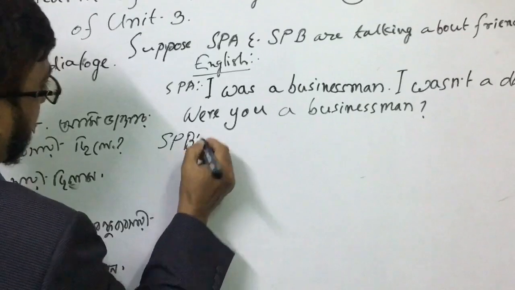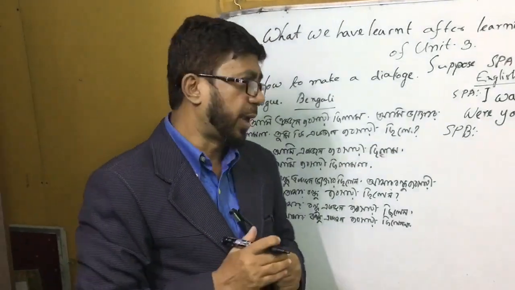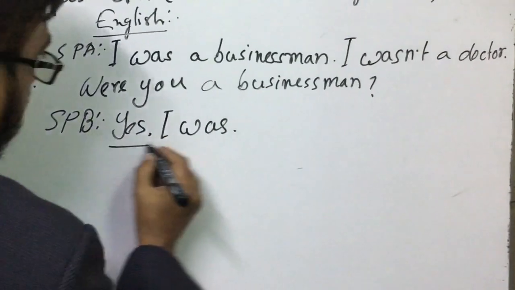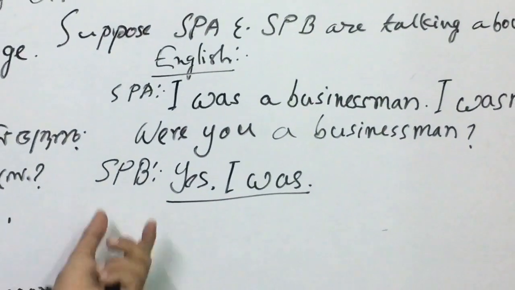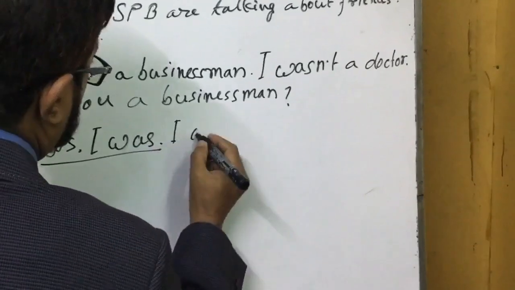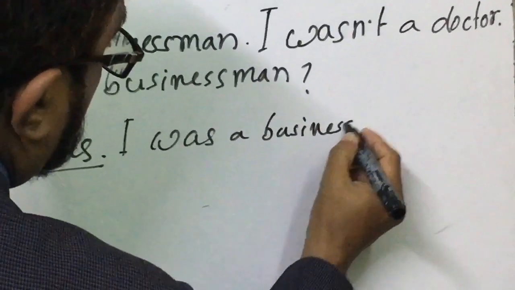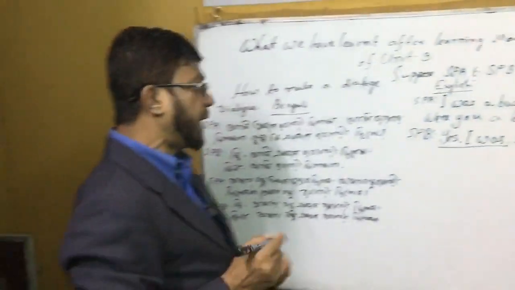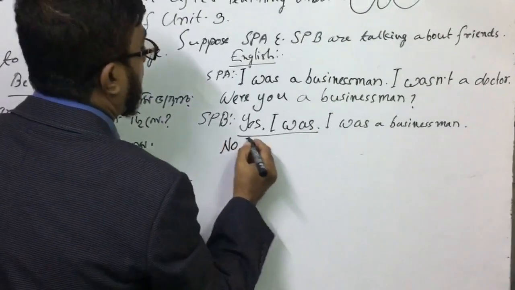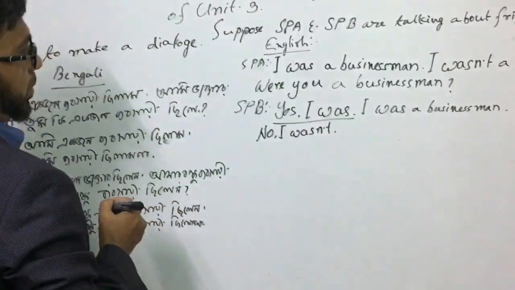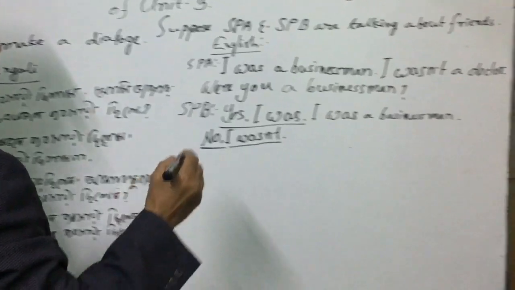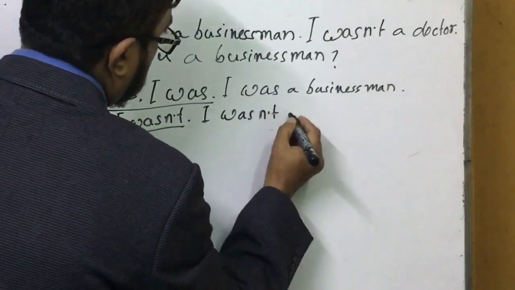Now speaker B will answer. If he was a businessman, then he will say, yes, I was. This part of the sentence is the formal answer. If he only says yes, this is an informal answer in positive or affirmative form. Yes, I was a businessman. Then, if he was not a businessman, he will say, no, I wasn't. This is the formal negative answer, and the informal is only no. No, I wasn't. I wasn't a businessman.